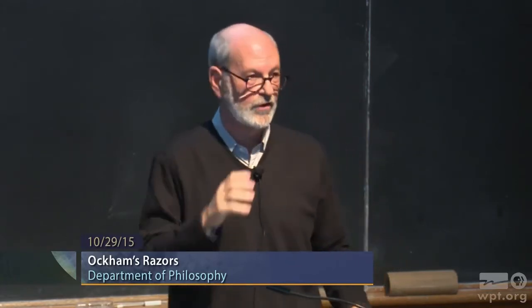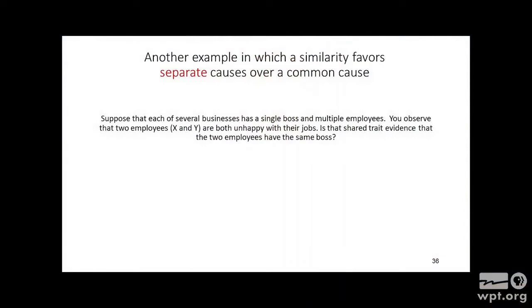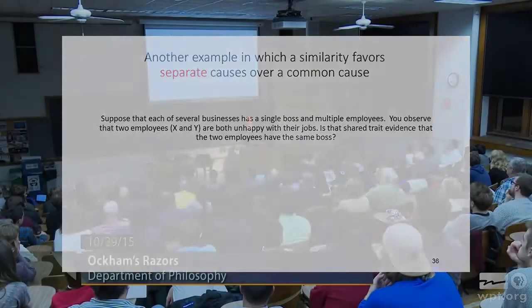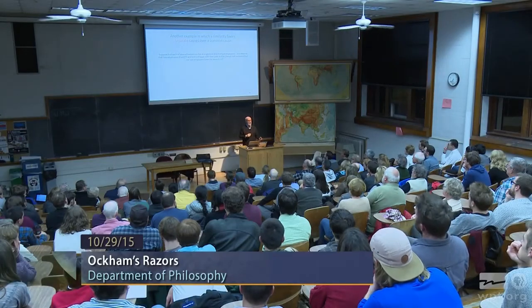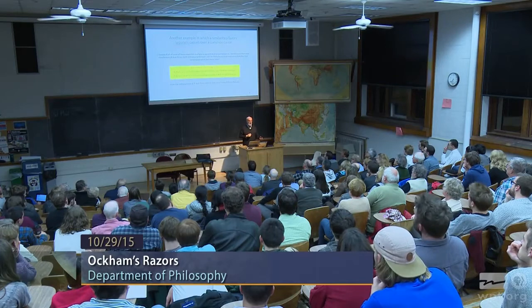That's the one example. Here's a second one, not about biology at all. Suppose that each of several businesses has a single boss and multiple employees. And suppose in this bunch of businesses you look at 2 employees, X and Y, and it turns out they're similar in a certain way. They're both unhappy with their jobs. Is that shared characteristic evidence that the 2 employees have the same boss? That would be the common cause hypothesis. Well, maybe sometimes, but not under some assumptions.